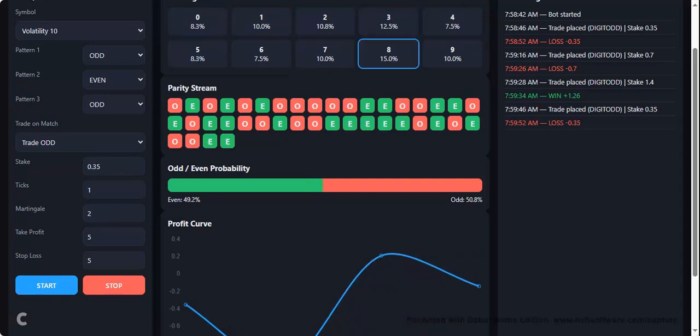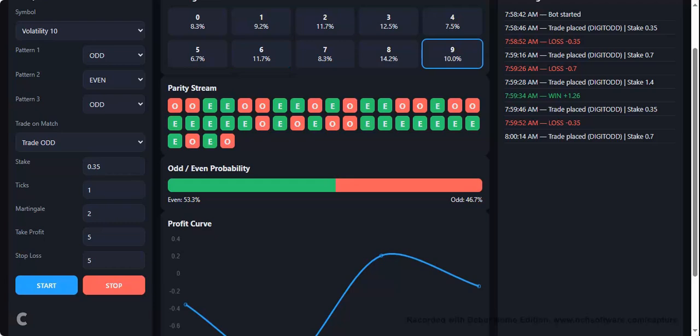Some strategies focus on streak exhaustion, waiting for an extended run of odds or evens to break. Others look for rhythm patterns, such as alternating sequences that repeat over time. The system does not force a single style, it provides a flexible engine that adapts to the trader's logic.